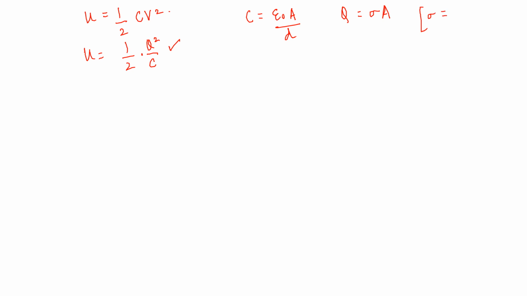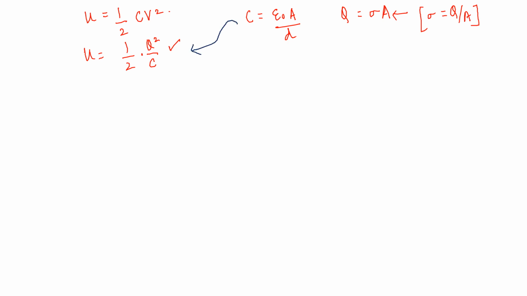Now see over here, we have got this formula, U equals half CV square, and U equals half Q square upon C. We will take this equation and define C as epsilon naught A upon d, and Q can be defined as sigma into area, because sigma equals charge per unit area.